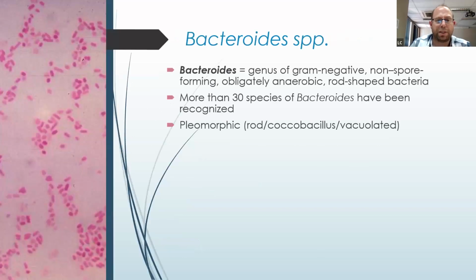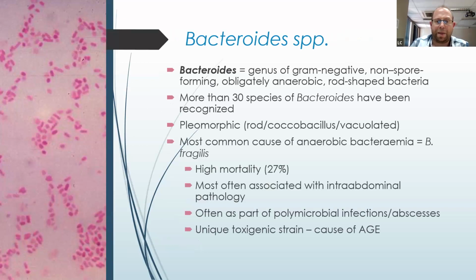So Bacteroides as a species, they're a genus of gram-negative, non-spore forming, obligately anaerobic rod-shaped bacteria. There's over 30 species that have been recognized, and again, they can be quite pleomorphic in terms of how they appear on gram stain. The most common cause of anaerobic bacteremia is Bacteroides fragilis. Again, it carries quite a high mortality if you do identify this organism, and most often associates with some form of intra-abdominal pathology. And it's often as part of a polymicrobial infection or abscesses.